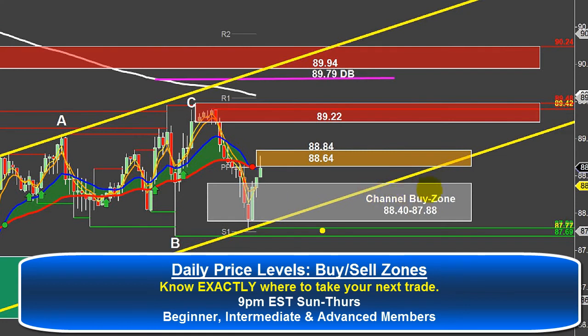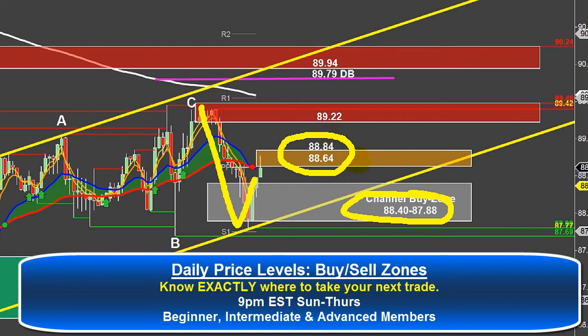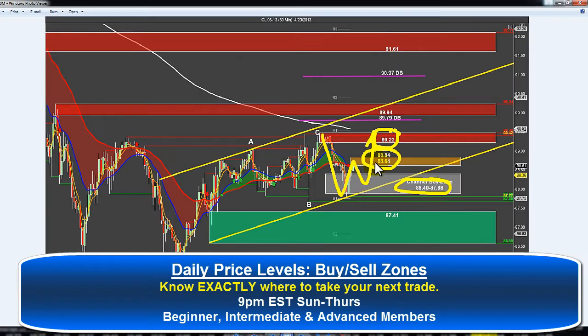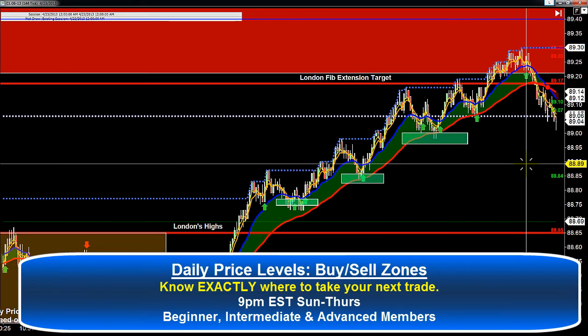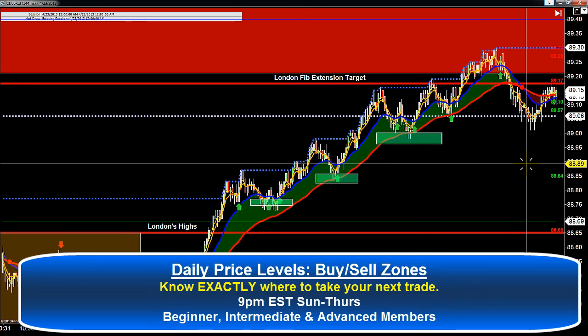We knew going into it that we had a buy zone below us, resistance above us. That caused us to look for a short-term pullback. We got it, then blew right on through. 89.22 was my runner target for the buys. And again, these levels are posted every evening at 9 p.m. Eastern time for every single membership type, every single membership level we have.